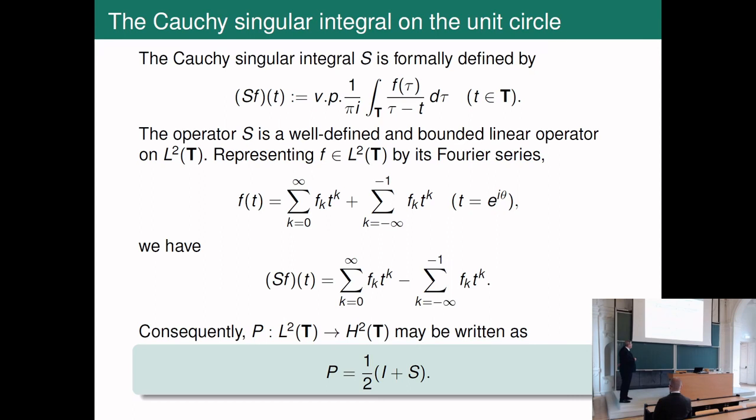And if we represent a function in L2 by its Fourier series, here I have changed the order. Here we have the negative Fourier coefficients, here the positive Fourier coefficients. Then it turns out that the singular integral operator maps this function into this. It keeps the positive part, but the negative part gets a minus sign. If you now add these two, then these cancel out, and we obtain 2 times this expression, and this is the Riesz projection. In other words, I plus S is 2 times the Riesz projection, the orthogonal projection. So this is our projection of L2 onto H2, expressed in terms of the singular integral operator.